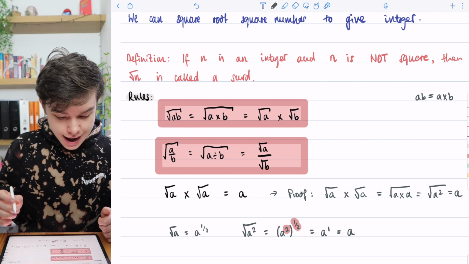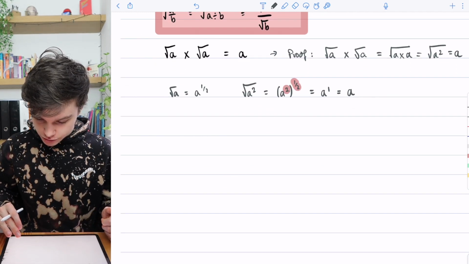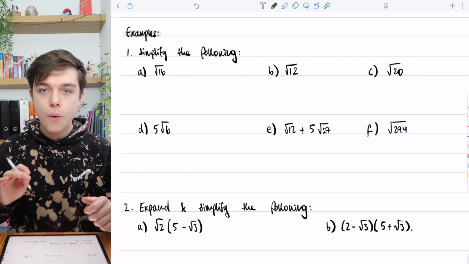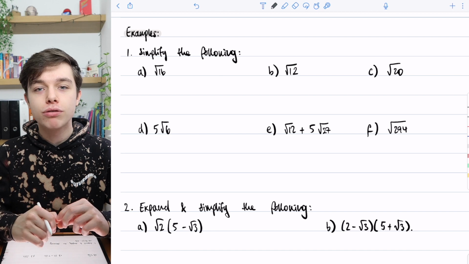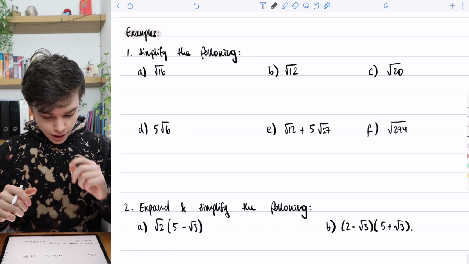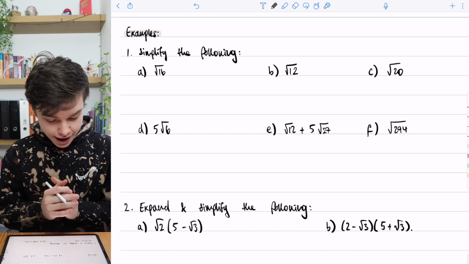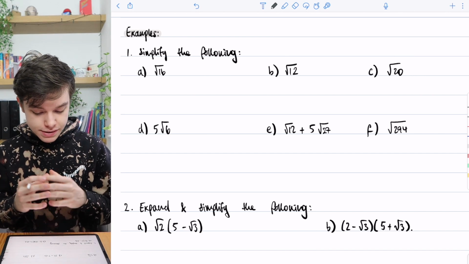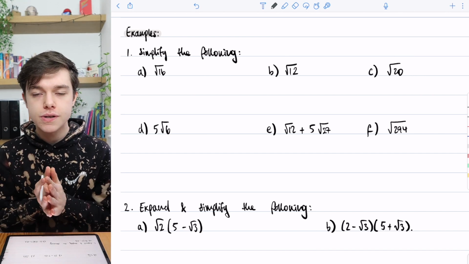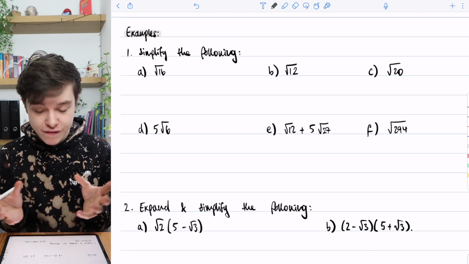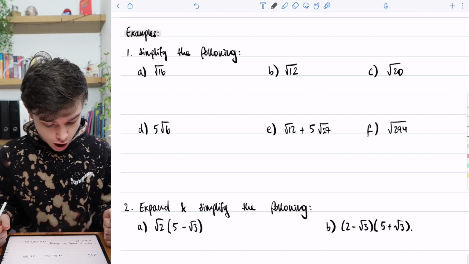Alright, let's have a look at some examples. So you can press pause and have a go if you want to, and then we'll go through the answers. Alright, hopefully you managed to have a go at those. All we needed to do was simplify the following surds. And the way we do that, we simplify using the 3 rules that we've just got.